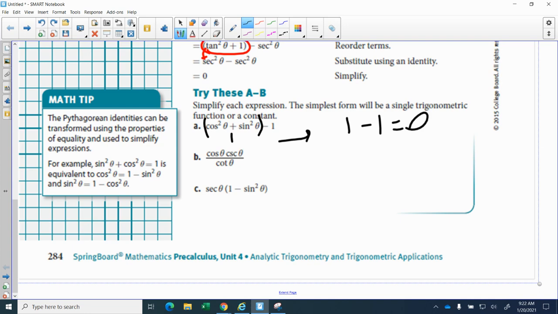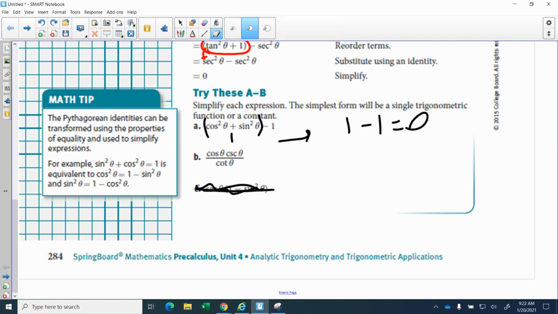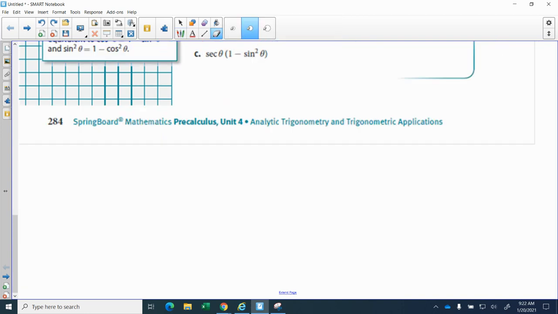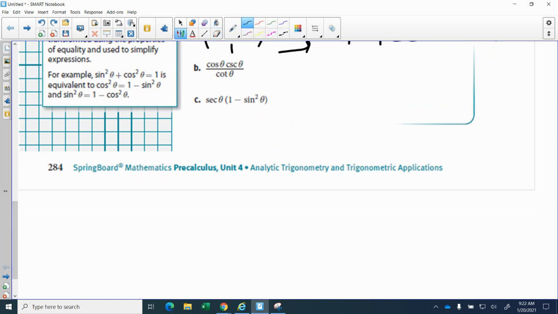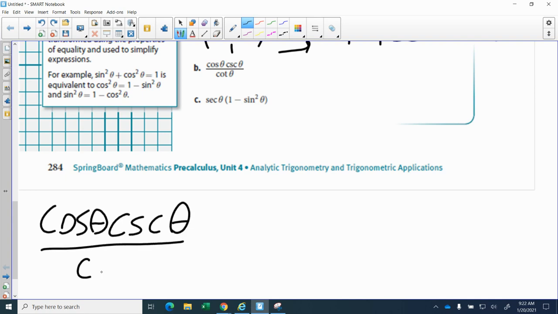If I go to letter B, and I'll do letter C at the bottom there just to give myself some more room. Actually, I won't erase that. I'll write it down there. Let's just extend the page and write these out. If I look at letter B here, we have cosine of theta, cosecant of theta, all over cotangent of theta.